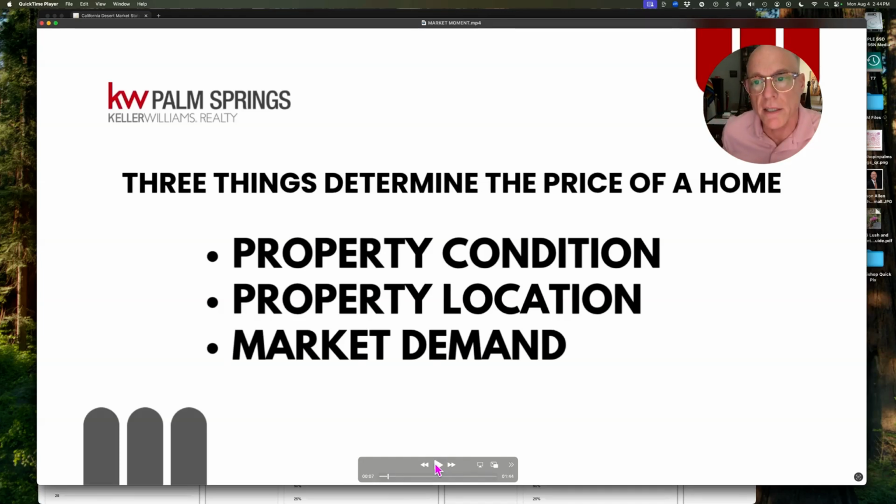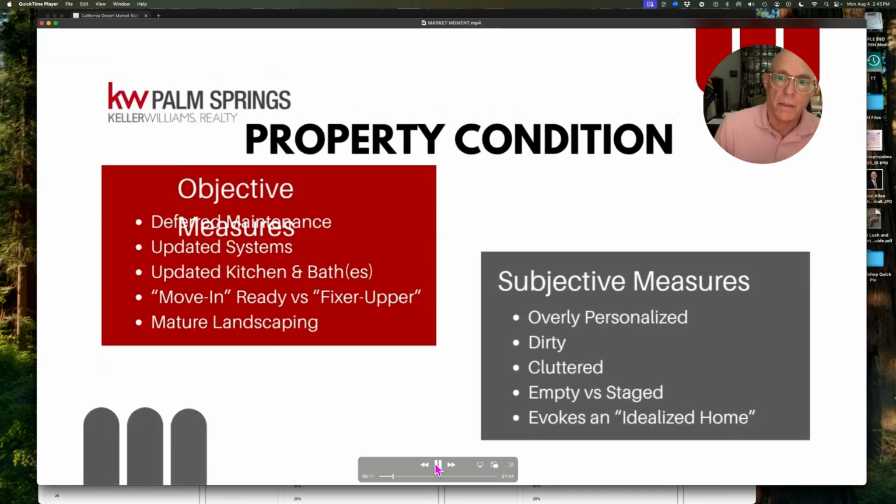There are three things that determine the price of a home: property condition, property location, and market demand. We've talked about these before. I'm going to break it down a little bit more. With respect to property condition, you have objective measurements and you have subjective measurements, and I apologize for the error in the red box. Objective measurements are things like deferred maintenance, whether you've updated the systems, you've updated the kitchens and baths, if it's move-in ready, a fixer, and whether there's mature landscaping.